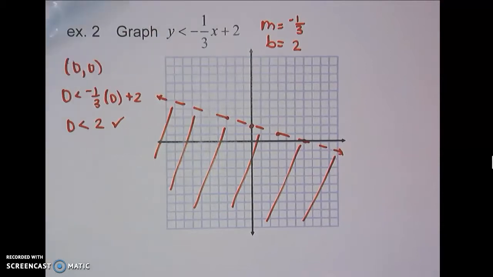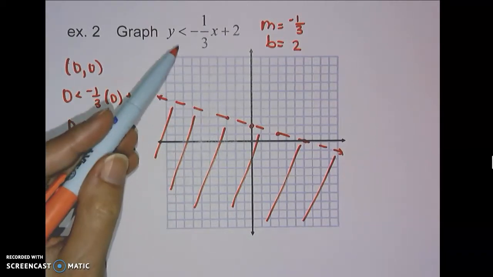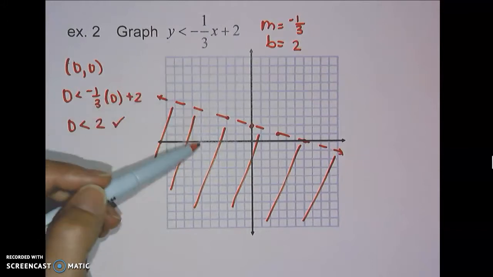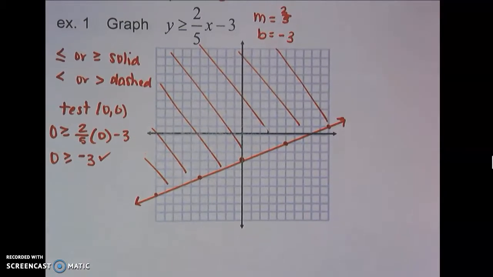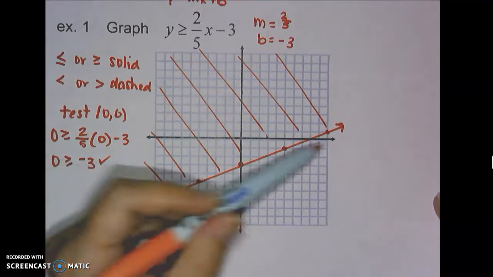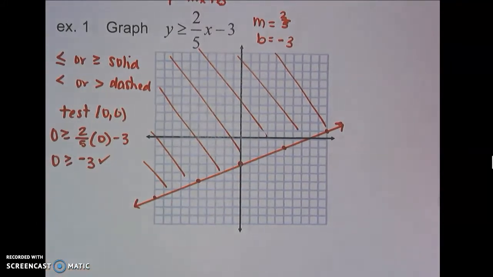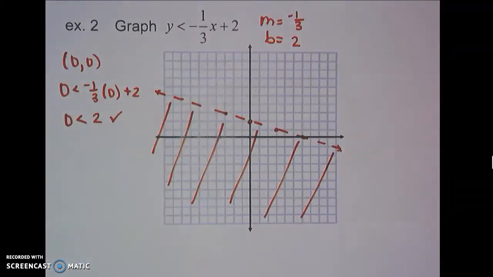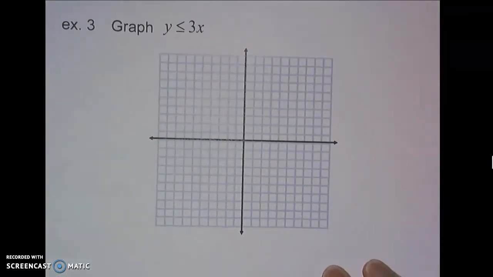Here, this was a less than. Where did we shade in relationship to this line? We shaded below. If it is a less than or equal to, we're going to shade below the line. On the other one, it was y is greater than or equal to. Where did we shade in relation to this line when it was greater than or equal to? Above the line, okay? So if it's greater than or equal to, you're going to shade above the line. So let's use that. You can still always test, but we're going to use that to graph this last one.